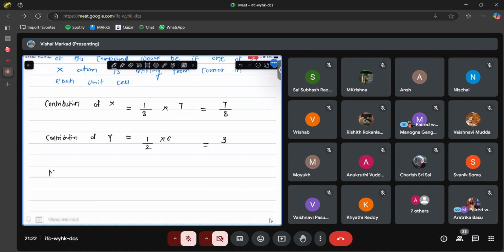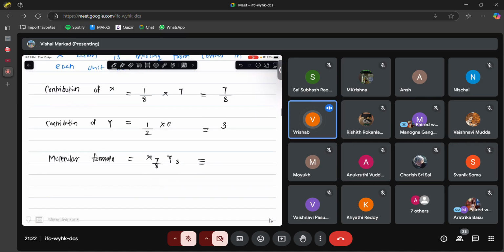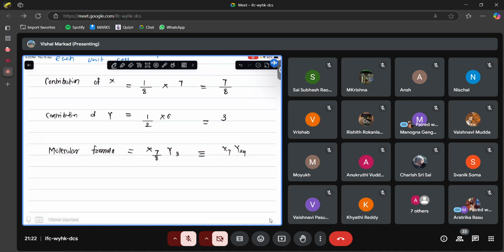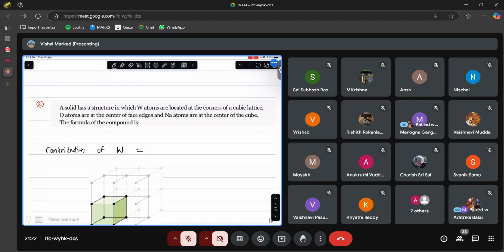Can you tell me what the molecular formula will be then? X will be 7 by 8, Y will be 3. What will the simpler formula be? X7 Y24. Clear on this? Okay. Now the next one.